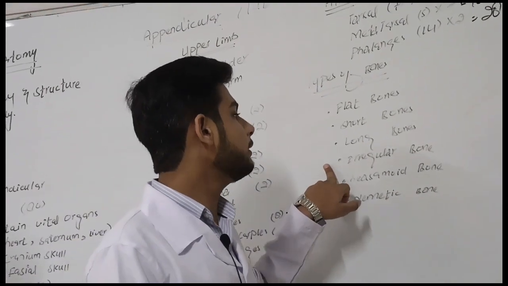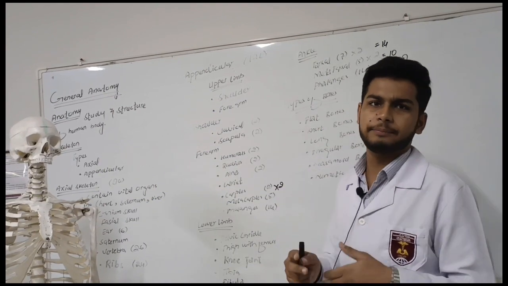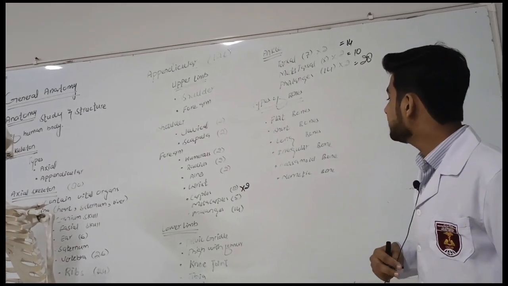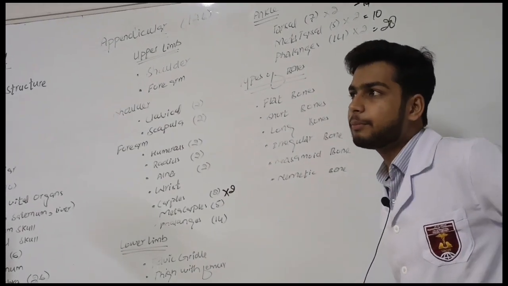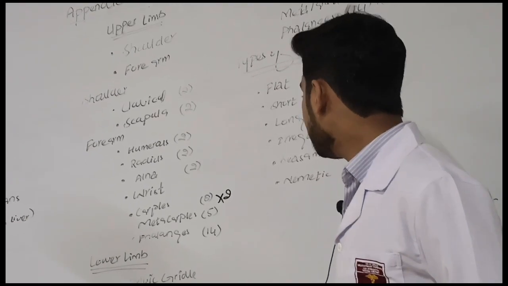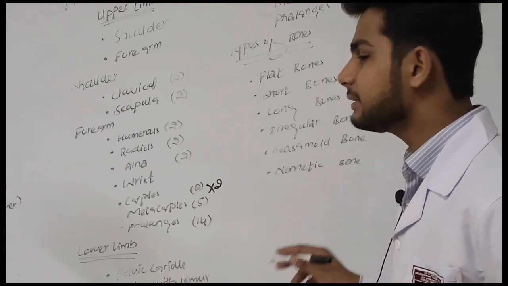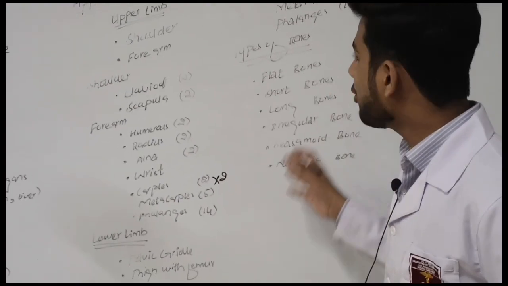The fourth type is irregular bones, like our ribs. Irregular bones are different in shape. The sesamoid bone is present in the knee joint, and the main example of a sesamoid bone is the patella. Now the pneumatic bone is the sixth type.